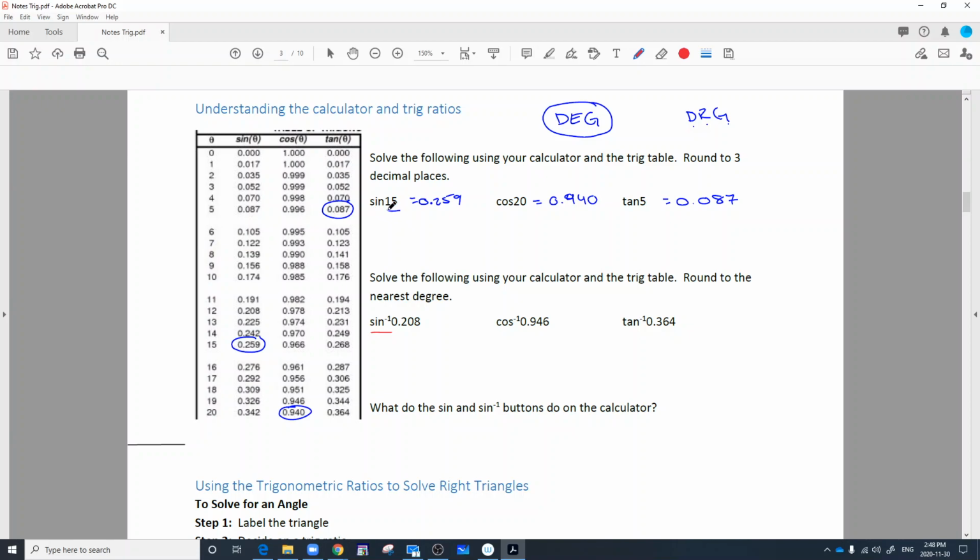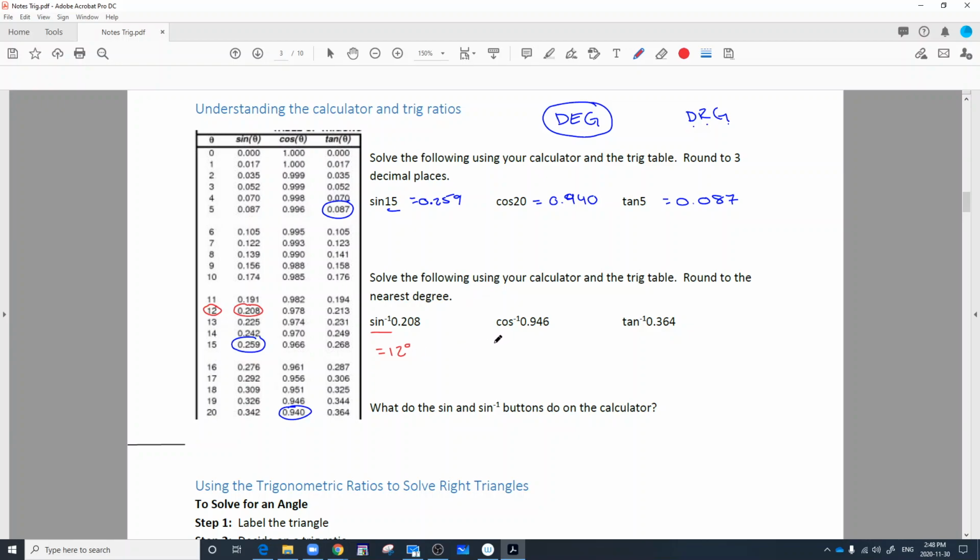So when you plug in sine 15, your calculator goes, sine 15 is 0.259. When you plug in inverse sine of 0.208, it knows that you're giving it this part of the table and it's wanting this as an answer. And so the answer to this one is 12 degrees. So practicing that on your calculator, you would hit second function sine, and then you would type 0.208, and you get 12 degrees.